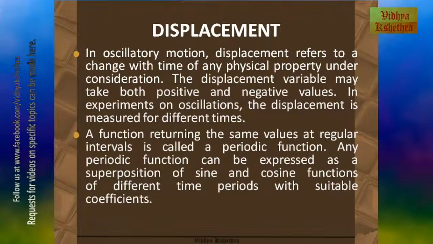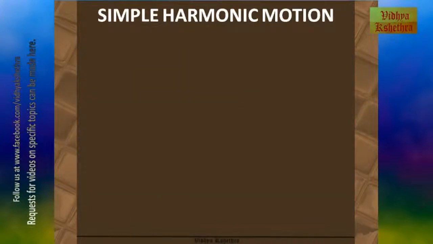Now, a function returning the same values at regular intervals is called a periodic function. Any periodic function can be expressed as a superposition of sine and cosine functions of different time periods with suitable coefficients. And this is what was given by Fourier. Now we shall see simple harmonic motion in detail.